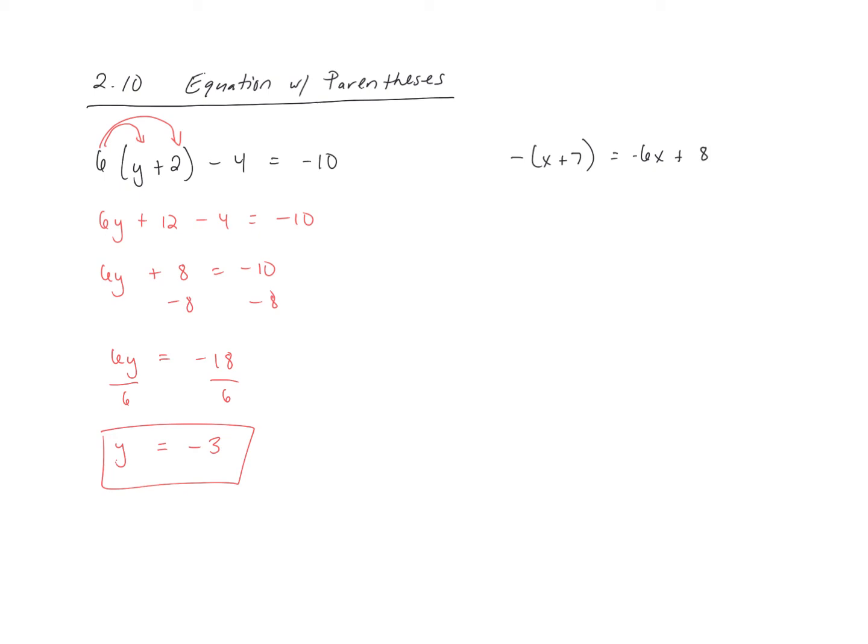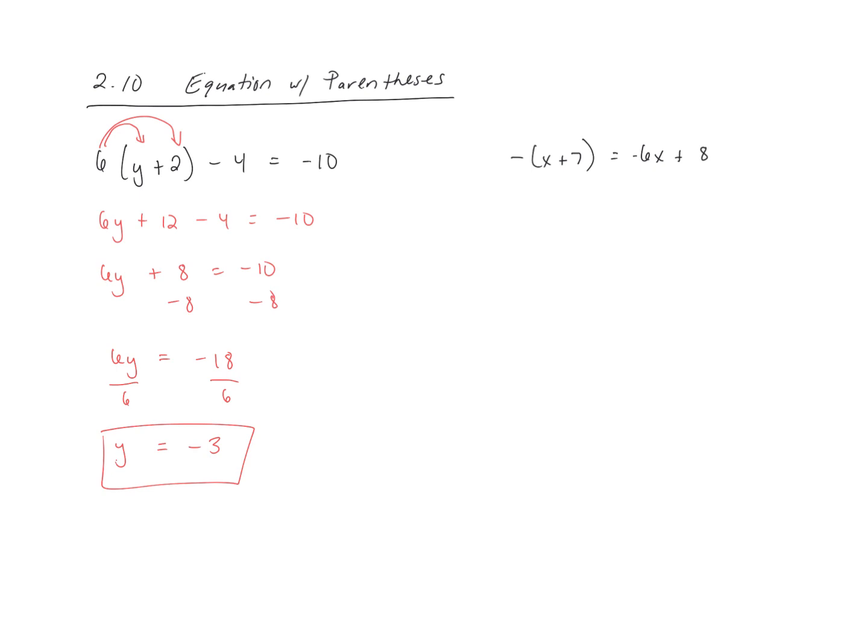To the right, I've got negative times the quantity of x plus 7 equals negative 6x plus 8. Please pause the video and practice the problem. Now that you've gotten an answer, let's take a look. We want to simplify the x plus 7 inside. However, we can't as is, so we must distribute inward.